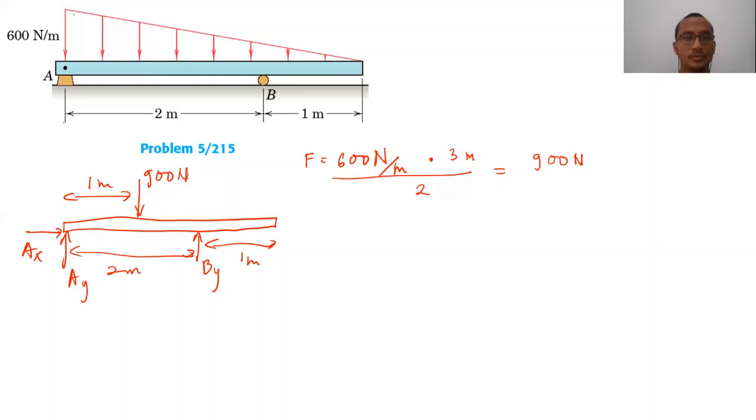The next thing that we're supposed to do is to find out the value of AX, AY, and BY. Remember, for each free body diagram, we will have 3 equations: sigma Fx equal to 0, sigma moment equal to 0, and sigma Fy equal to 0.